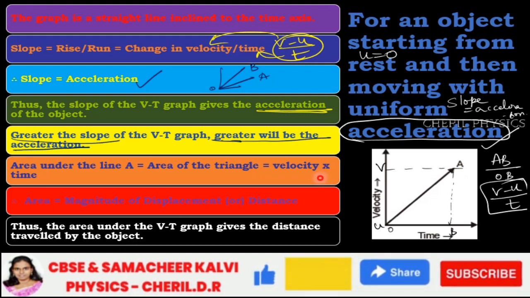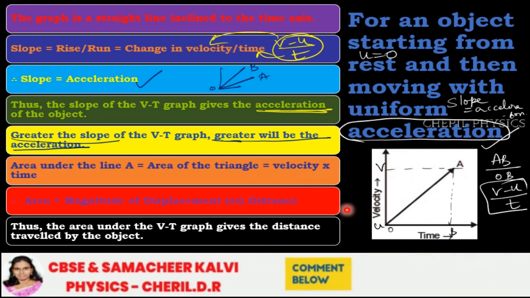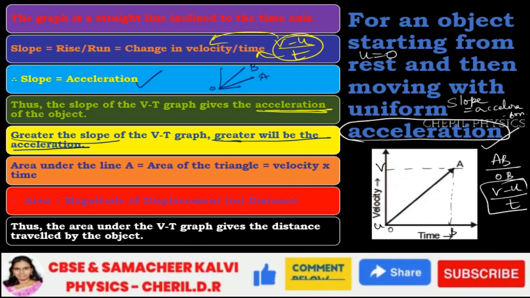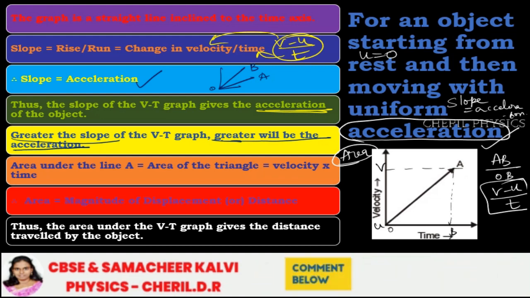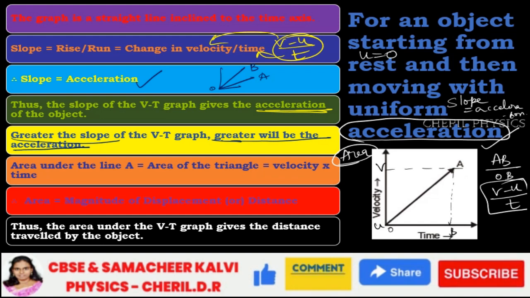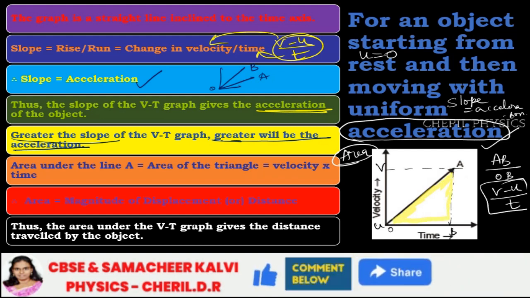Okay, after this we have one more concept to be learnt. So what is that concept? That concept is nothing but area. For a dt graph we only calculated the slope, but for a vt graph you have to calculate the area also. Okay, so area means area of what? Area under the graph. So that means this area, this part is what we will calculate. So area under the curve. Okay, so this area we will have to calculate.